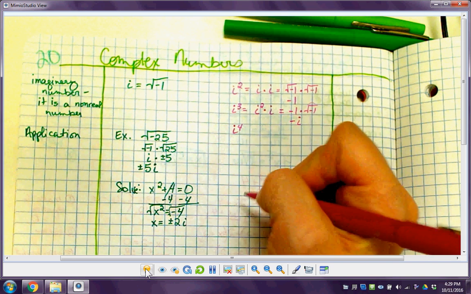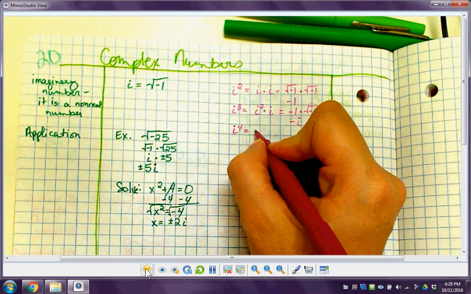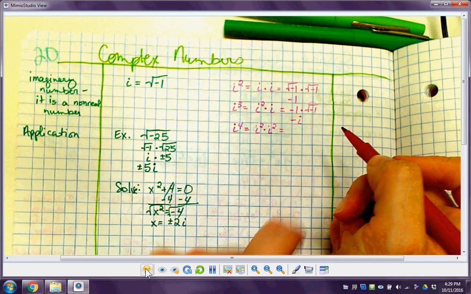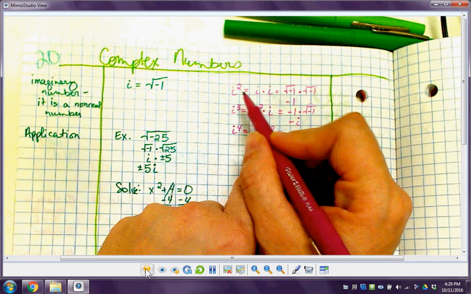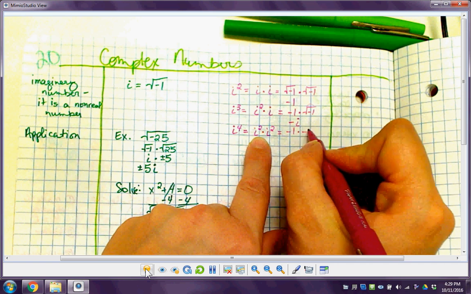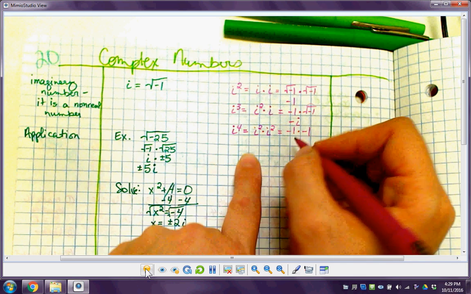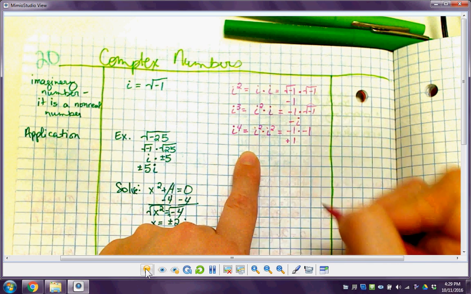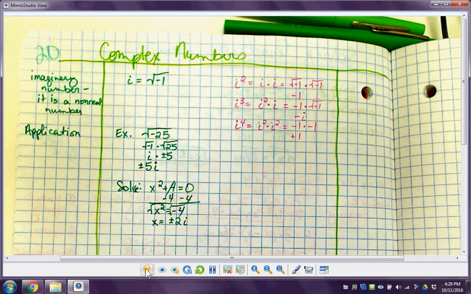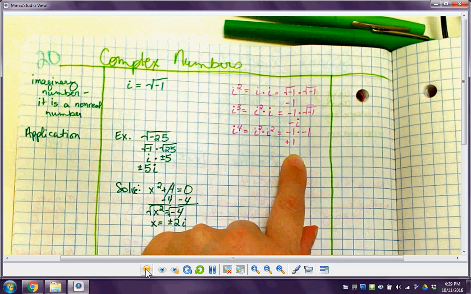What happens with i to the 4th power? That means 4 i's being multiplied. It's going to be i squared times i squared. Well, what did we learn was i squared? -1 times -1. What is -1 times -1? +1. Okay? This is kind of interesting. I'm raising i to a higher power and it's simplifying.